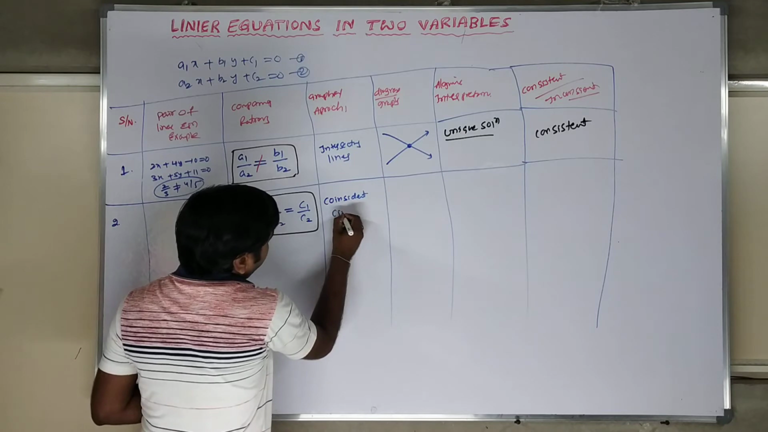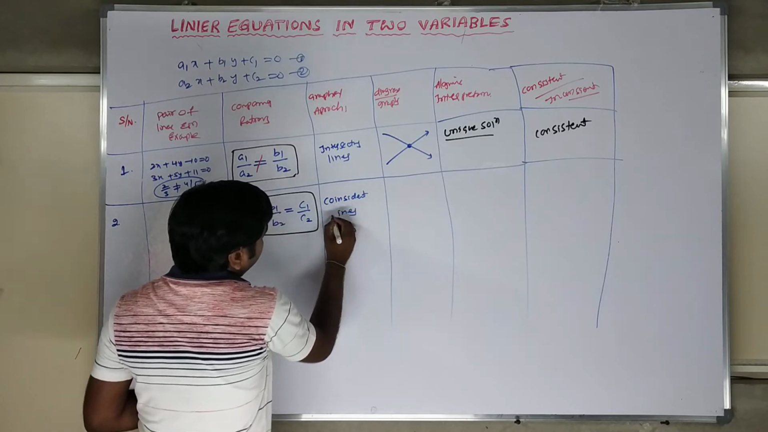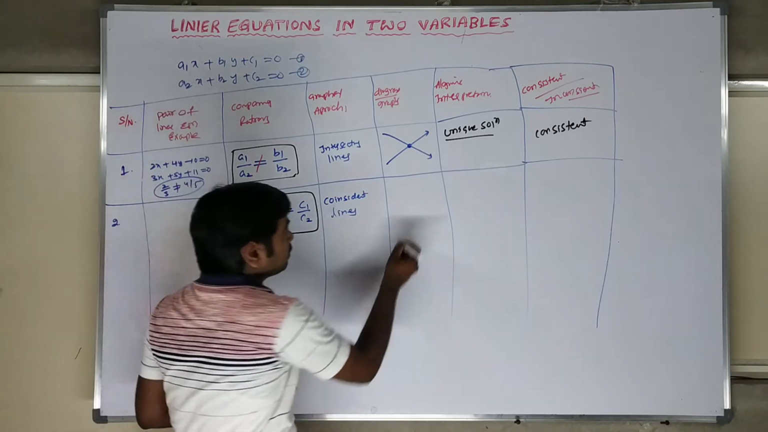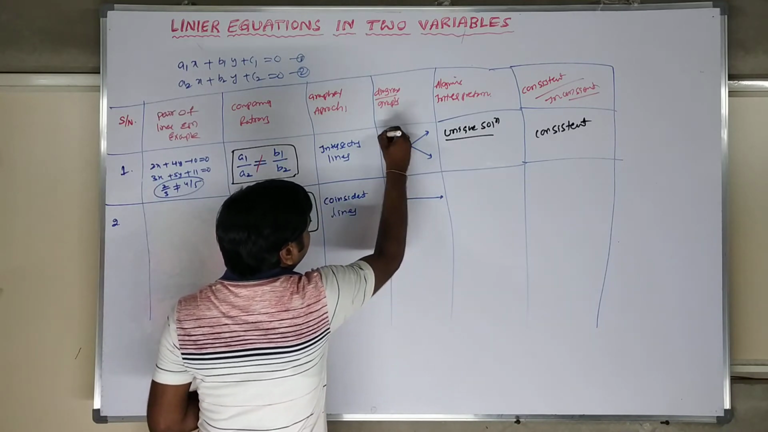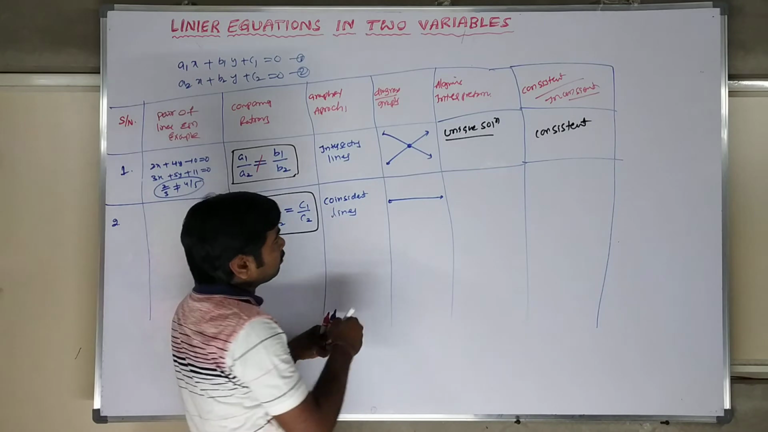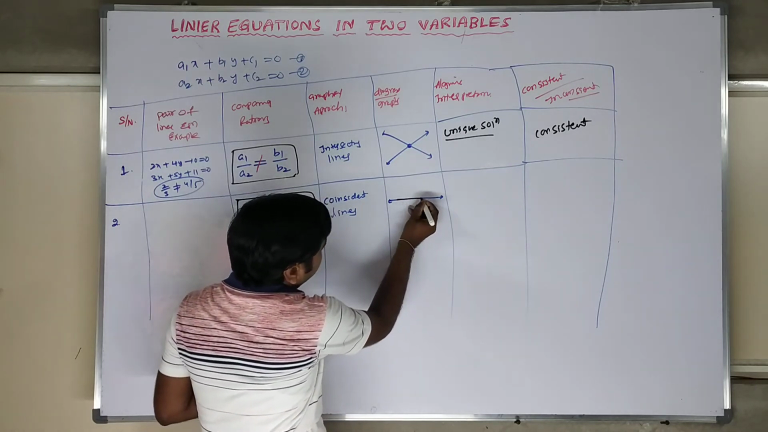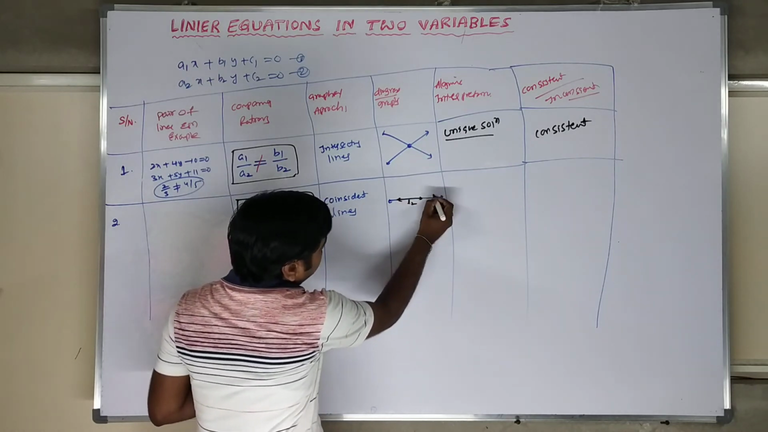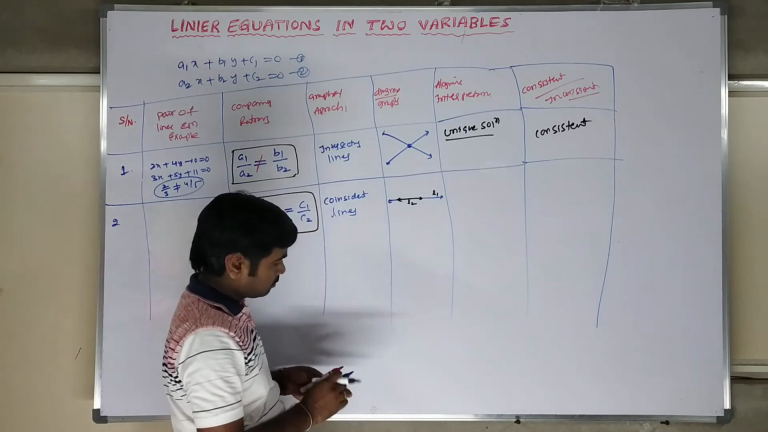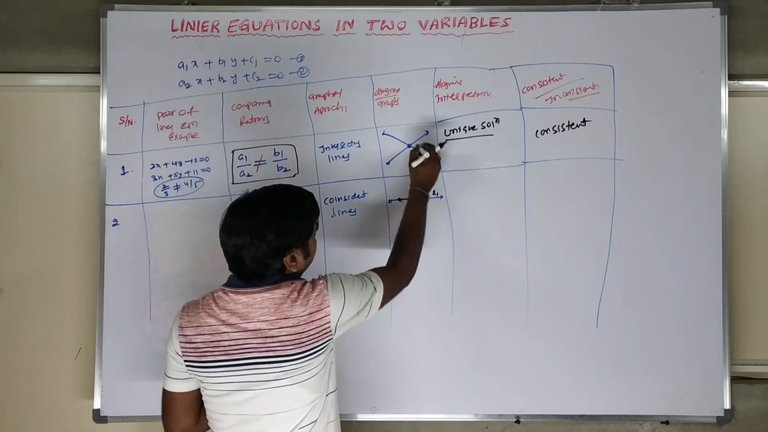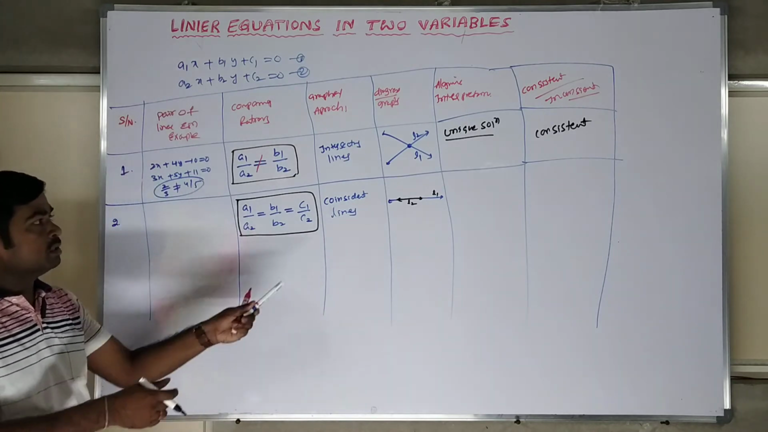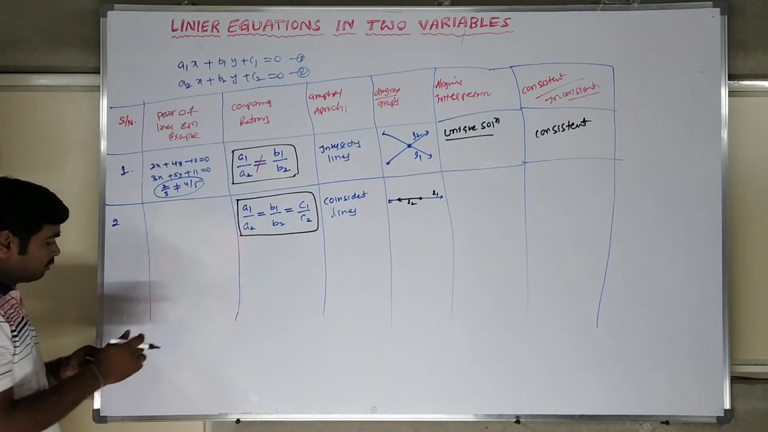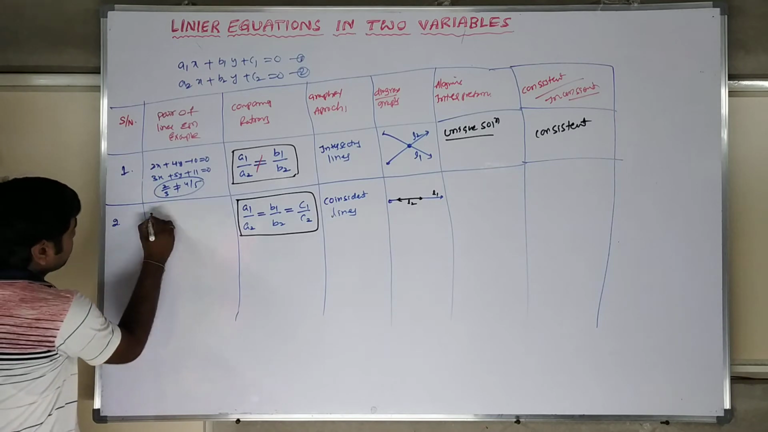Coincident lines. Coincident lines means one line is there, and the other line goes on top of it. This is line 1 and line 2. Here it is line 1 and line 2. So one line will be overlapped by the other line. That's a coincident line. If you want an example, I can write an example also.